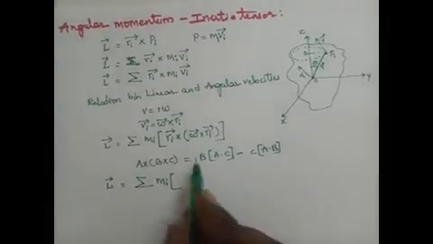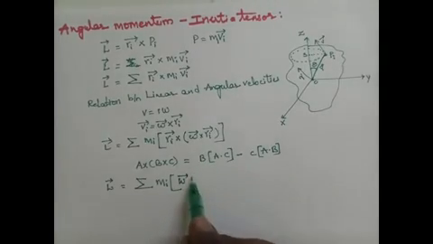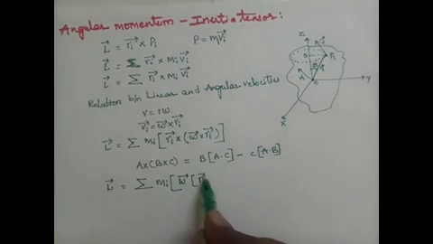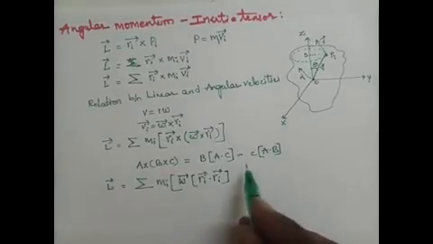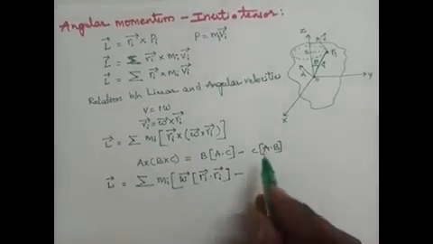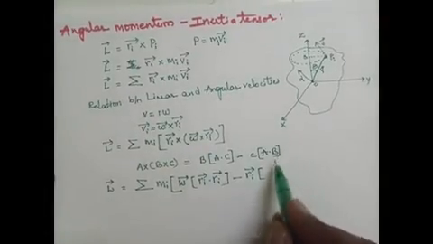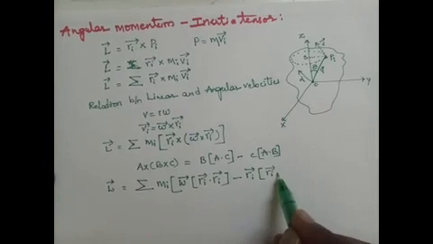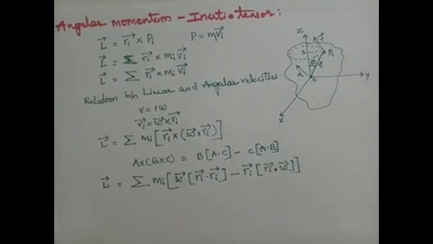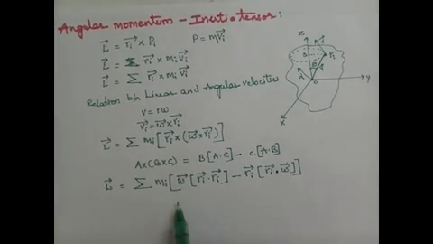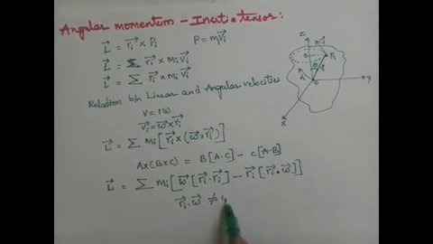Applying that formula, what we get here is omega bar into ri bar dot ri bar, minus ri bar into A dot B. What is A dot B? Ri bar dot omega bar. So we got this. Now we have to use one condition: in this case, ri bar dot omega bar is not equal to 0.